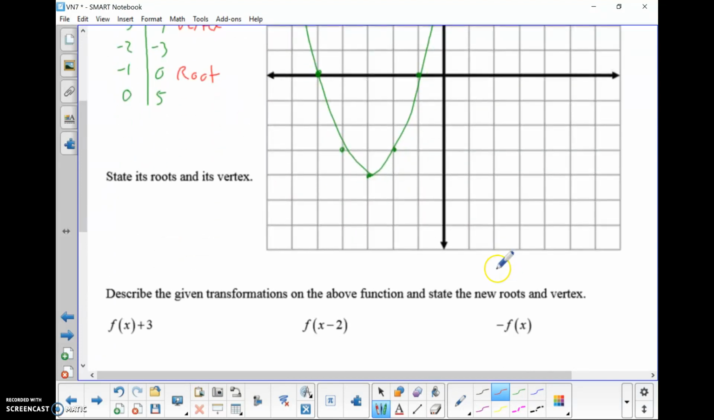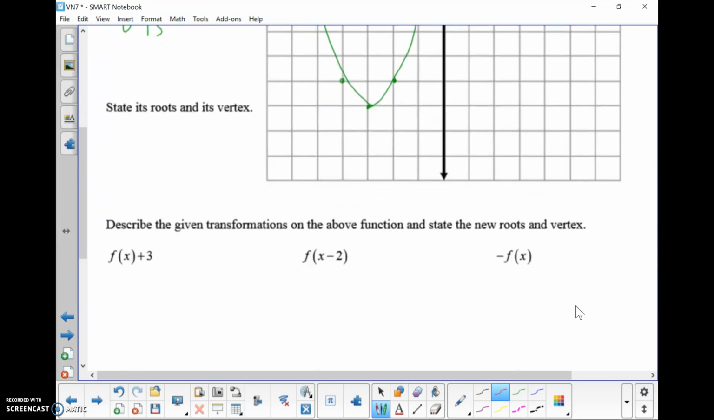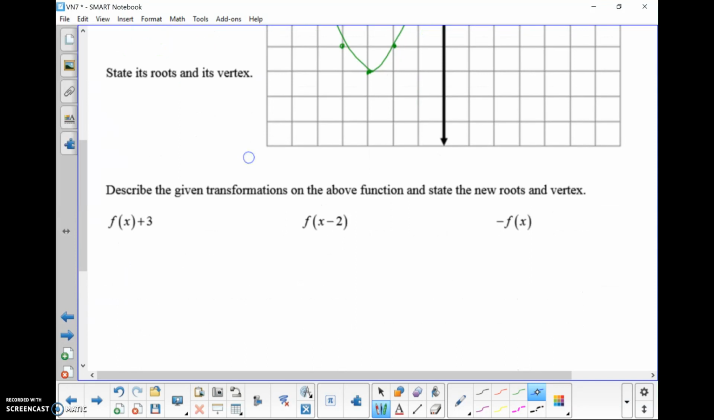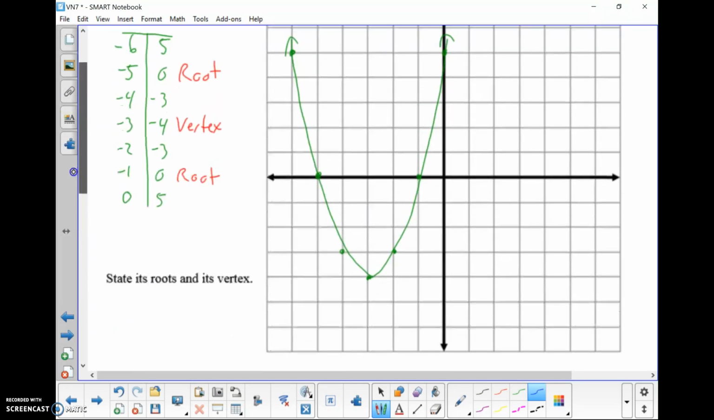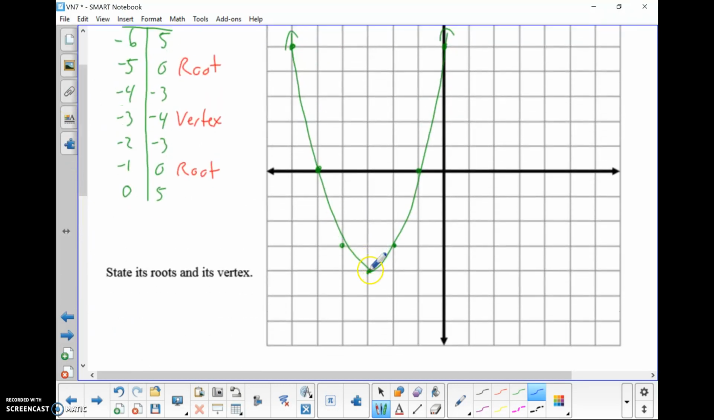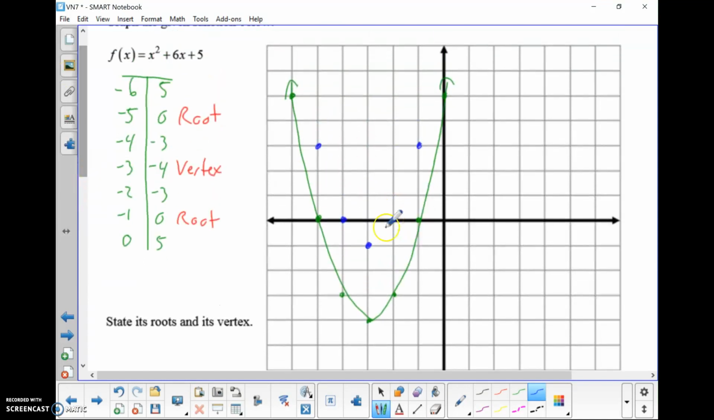What they're asking you to do down here is describe the given transformation above and state the new roots and vertex. Well, what do these transformations mean? This +3 on the outside means up 3. So if we were to take all of these points and move them up 3, your vertex would go from here up 3, and your roots, up 3, up 3, up 3. And these other points would go off the graph, so I'll just plot these.